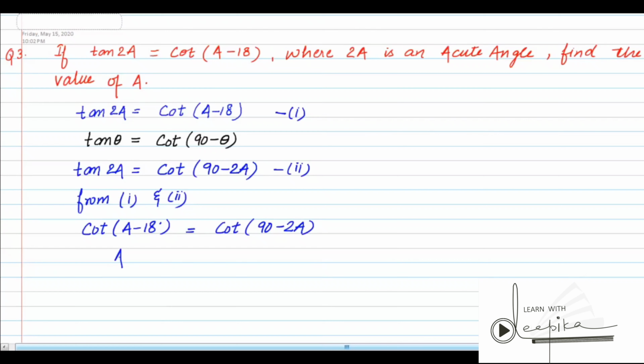Now from this you can write A minus 18 degree is equals to 90 degree minus 2A, by taking 2A to the left hand side and 18 degree to the right hand side. In LHS it's 3A, and in the right hand side you will get 108 degree. Then the value of A is equals to 108 degree upon 3, that comes out to be 36 degree. So in the question they were asking you to find the value of A, and the value of A is 36 degree.